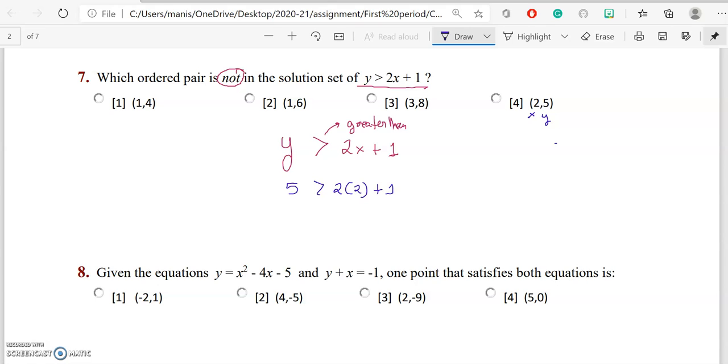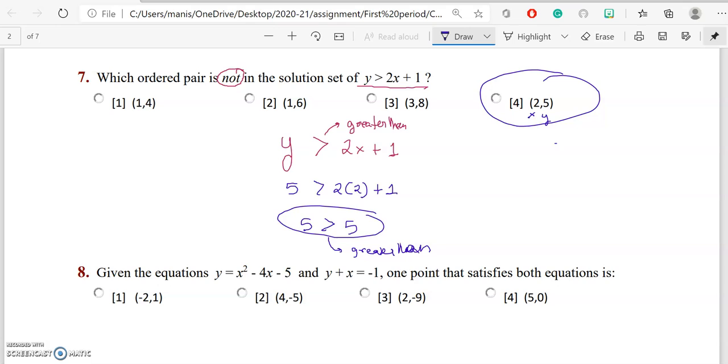What is 2 over here. So I'll do it like this. Now do you think this 5 is greater than 5? The answer is no, it is not greater than 5. It is equal to 5. So this means this is the correct choice for this question, because it says which ordered pair is not.